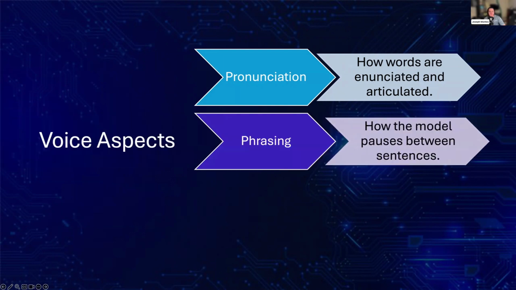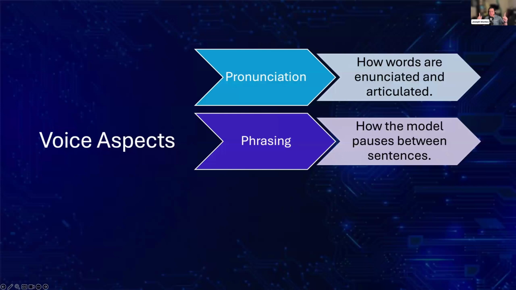Then we have phrasing. So whenever you have longer sentences or longer blocks of text that it will read out in multiple sentences, you can tell it how to pause between the sentences. So this would be small pauses between the different sentences, and maybe you can add breathing between the sentences. So it sounds more human, that it needs to catch up with some air to it.